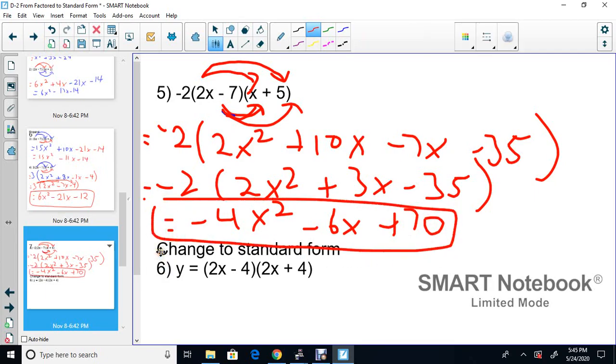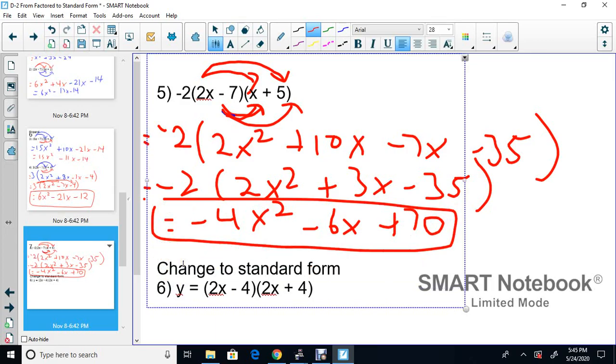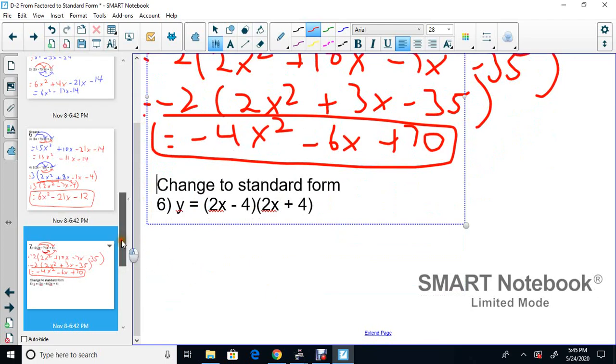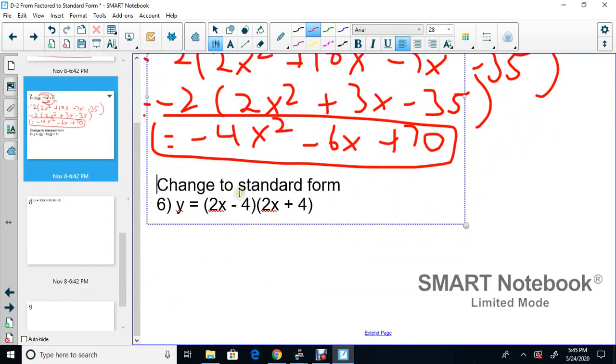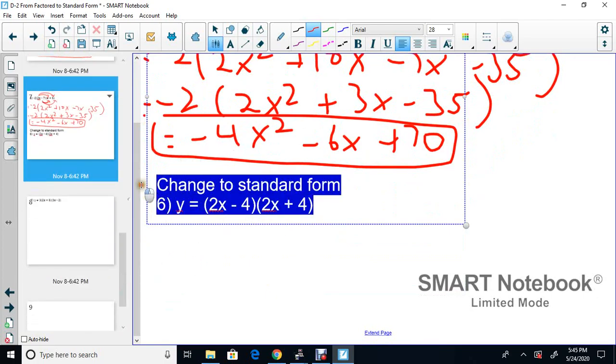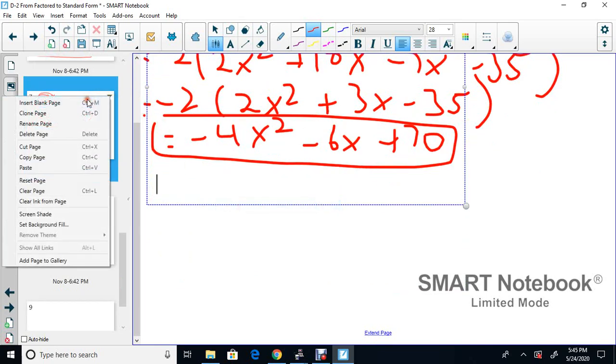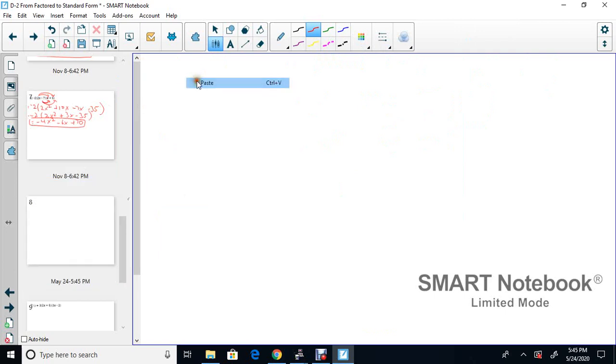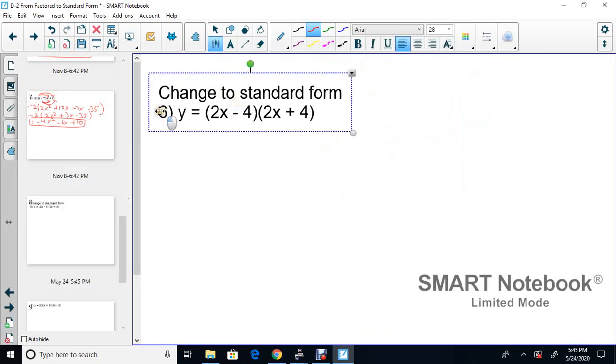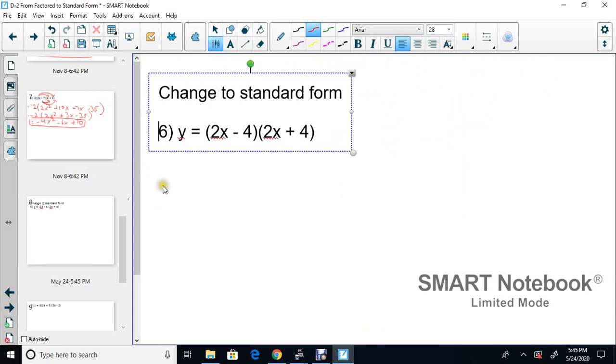Let's go now to question 6. And this question says, change to standard form. So change to standard form. We're going to take this guy and change it to standard form. You know what? I'm just going to plop him into another page. So we're just going to do a new page, insert a blank page, and plop this one right here. So we got lots of room here. Okay, so 6. So we want to put it into standard form.